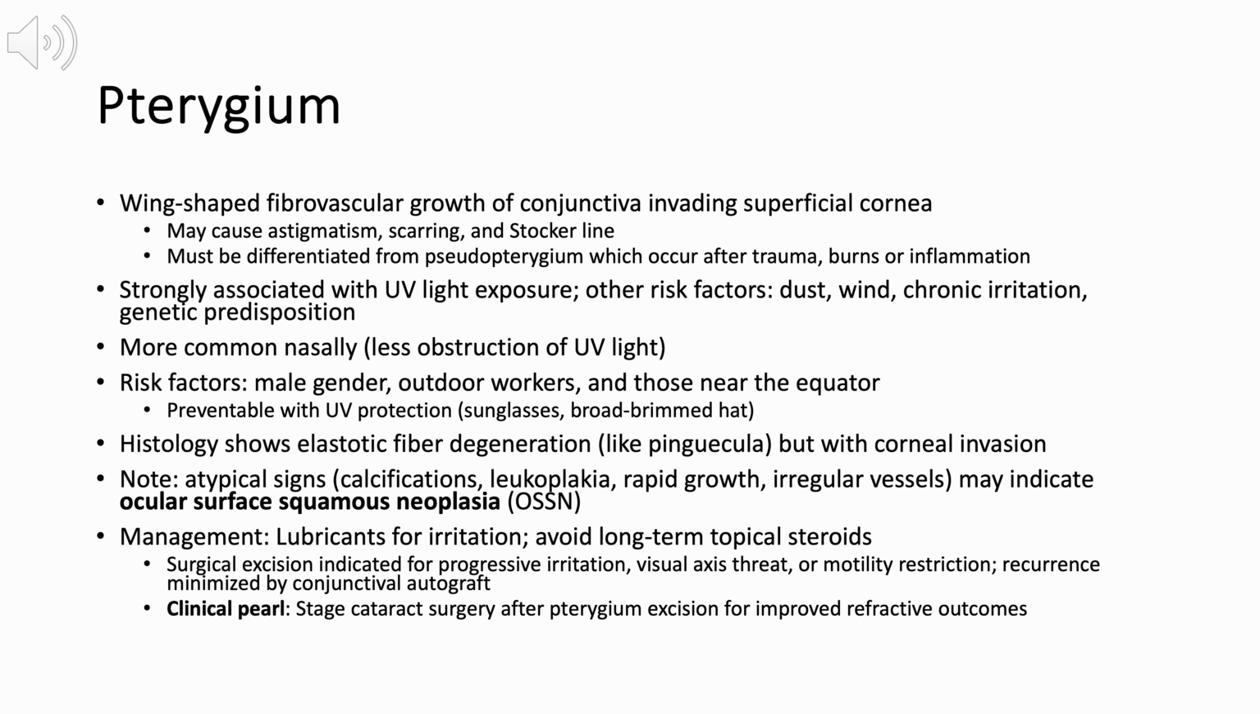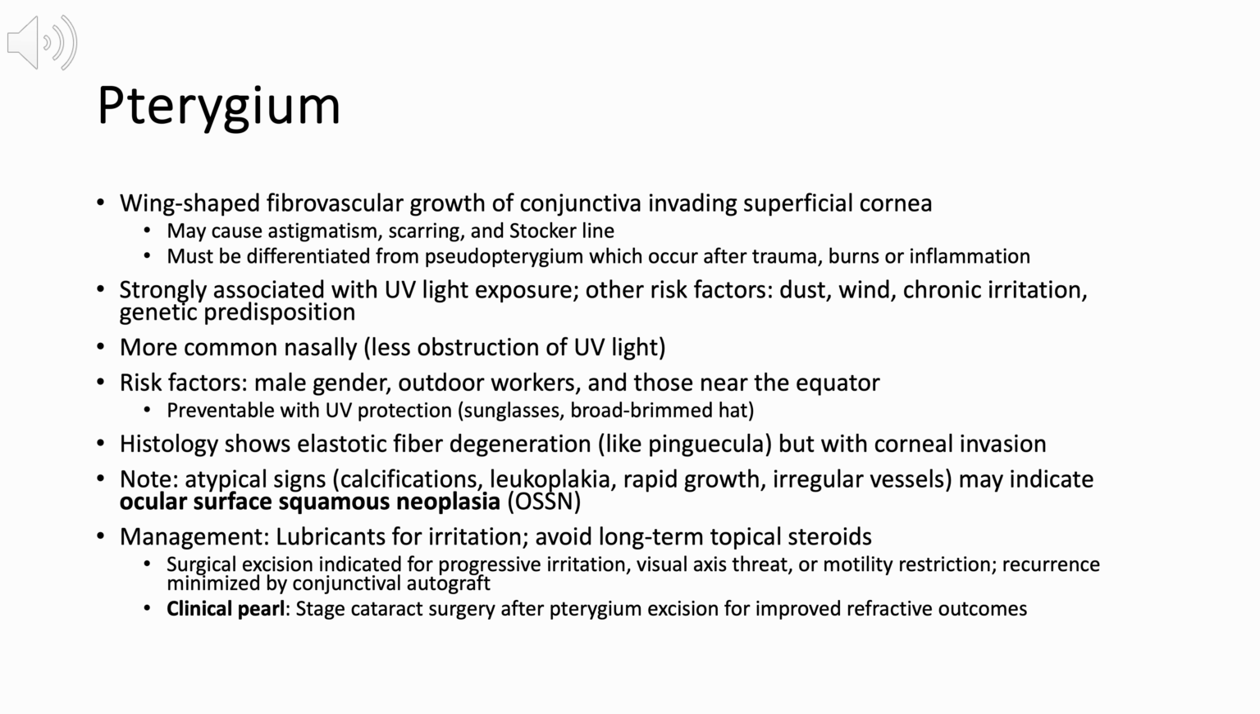A pterygium is a wing-shaped fibrovascular growth of the conjunctiva that extends onto the superficial cornea. The condition is strongly linked to UV light exposure, with other contributing factors including dust, wind, chronic irritation, and genetic predisposition. It is more common nasally where there is less obstruction of UV light. Risk factors include male gender, outdoor occupations, and living near the equator, and they can be prevented by UV protection through sunglasses or broad-brimmed hats.